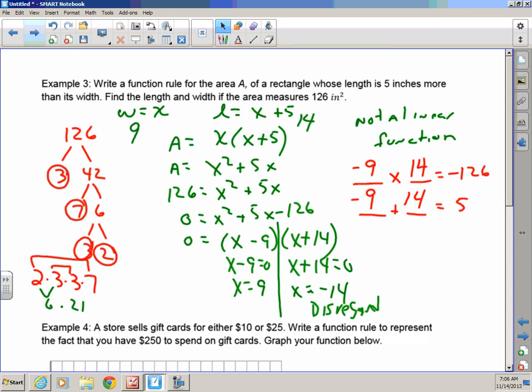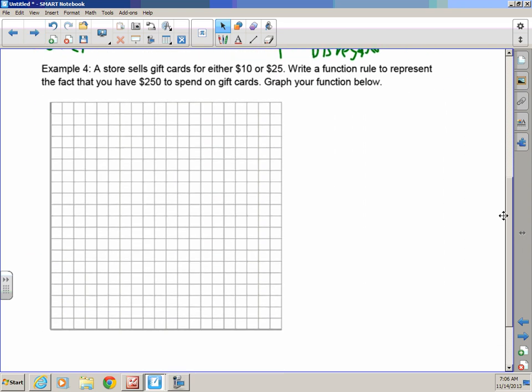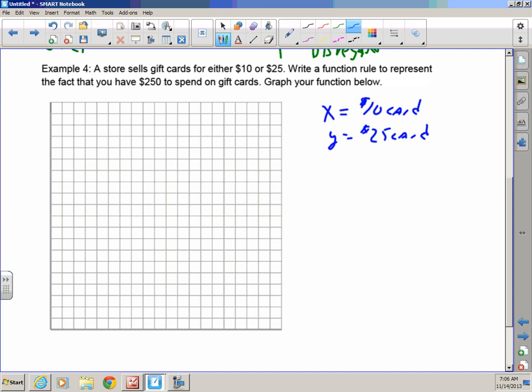Okay. Last example. A store sells gift cards for either $10 or $25. You have $250 to spend. Write a function rule. So x is the $10 card. y is the $25 card. 10x plus 25y equals 250.